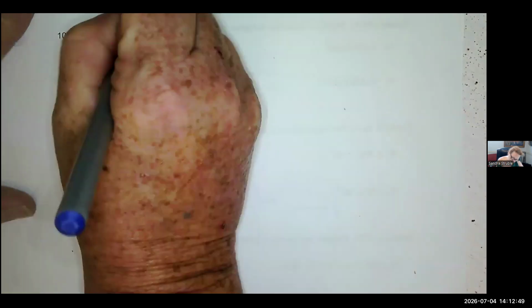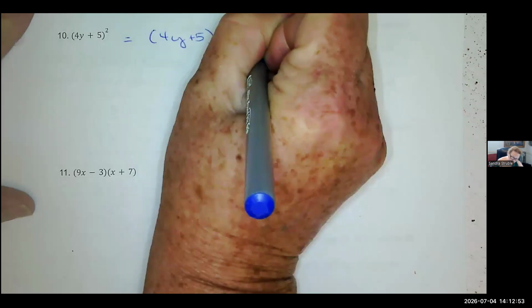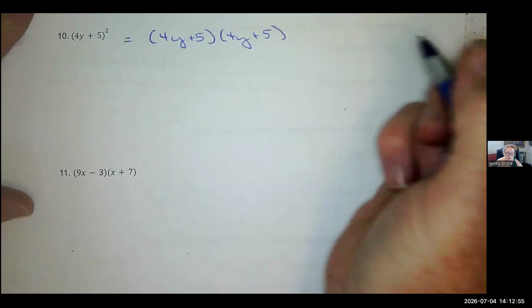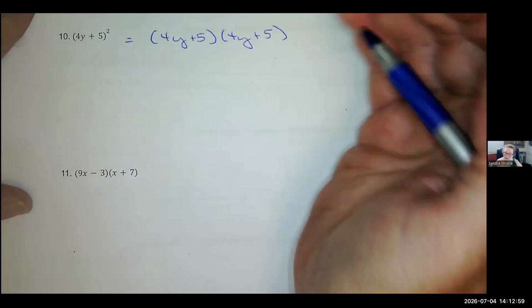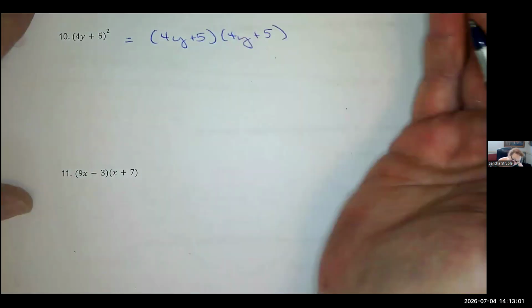A binomial squared is the same thing as 4y plus 5 times 4y plus 5. There is another way to do it. There's a couple ways to do it. Now, at this point, you need to decide if you're going to use FOIL, distribute, box method, pick your poison, knock it out. I'll go ahead and do the distributive method on this one.